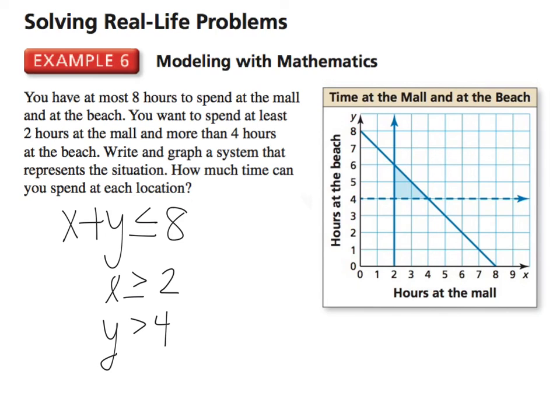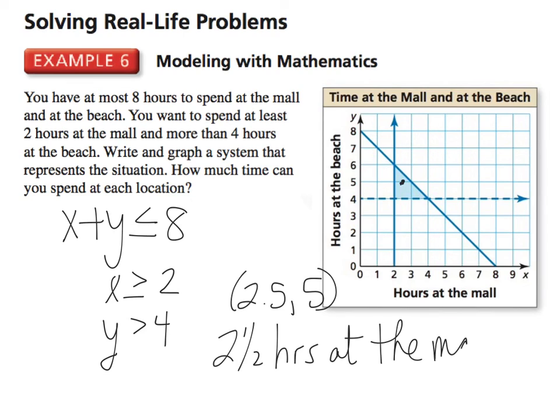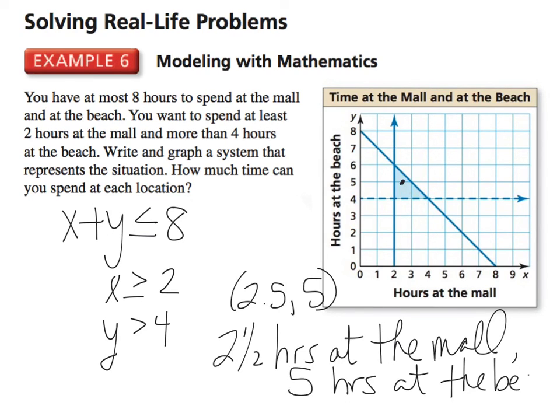If I want to know how much time you could spend, just make it up. Just tell me how much you want to spend. So we look at the shaded region. I'm going to say right here. So that is 2.5, 5. So I could say 2.5 hours at the mall and 5 hours at the beach. That is one possible answer.